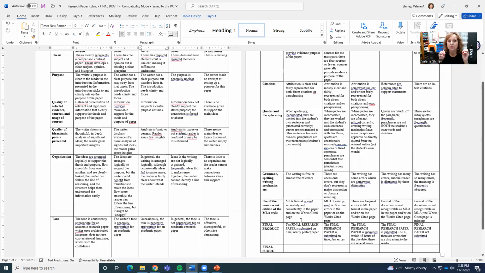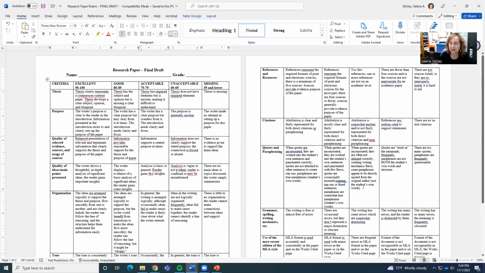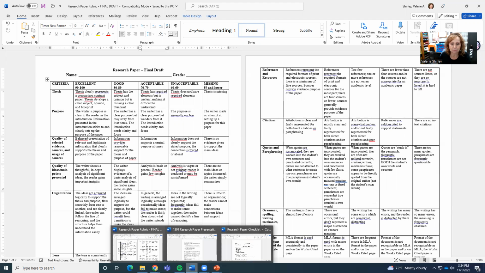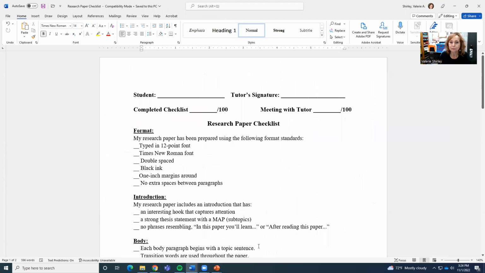Okay, this rubric and the paper that I just shared with us, what was that one? The research paper checklist. Both are going to be put into the Moodle right away. So please let me know if you have any more questions. I'm so happy to help you, and have a great day.